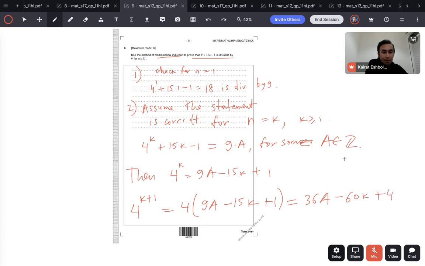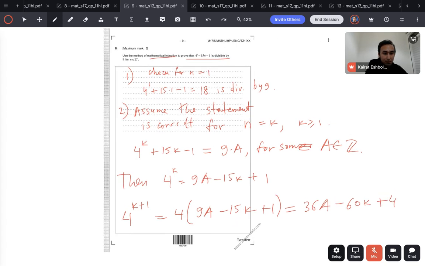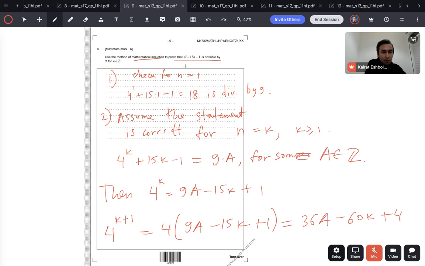And now going back to what we had here, 4 to the power of k plus 1. So let's find out what this is: 4 to the power of k plus 1 plus 15 times k plus 1 minus 1. How much is this? Now we have found out that the value of 4 to the power of k plus 1 is here, right? At the bottom we have written that. So let's just put that in. 36a minus 60k, right? And then plus 4.